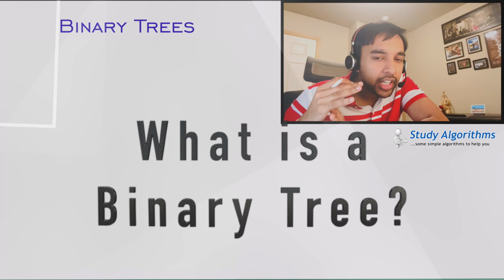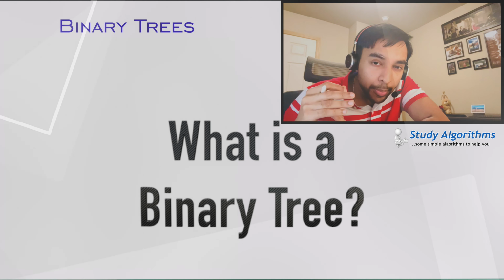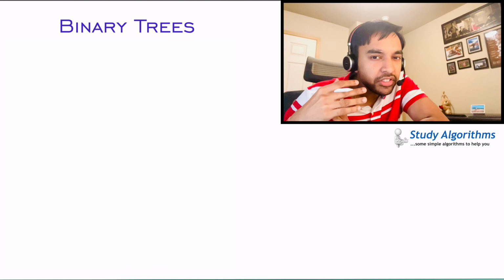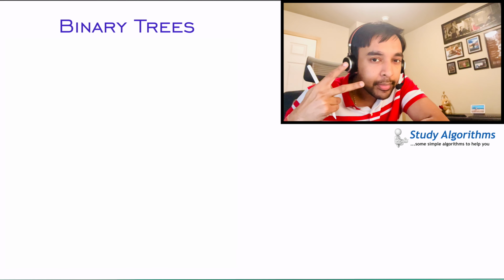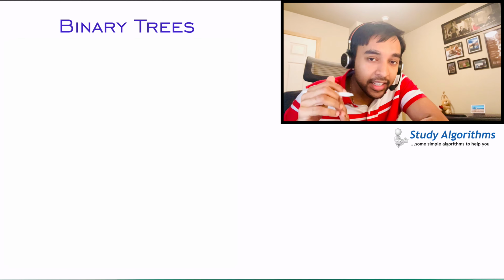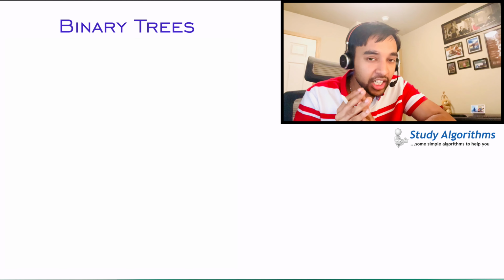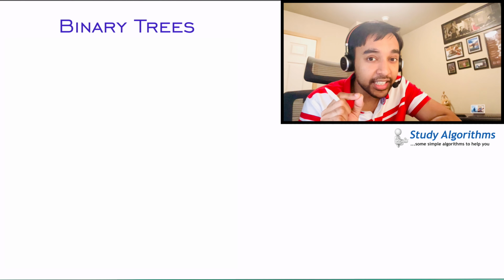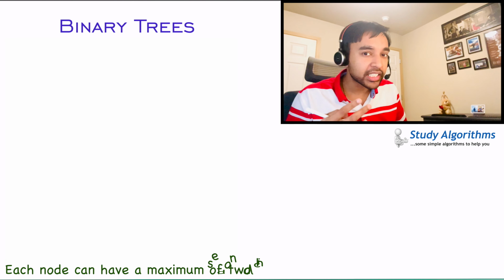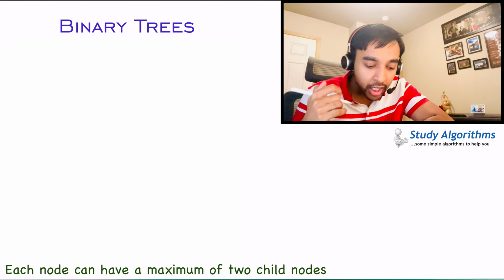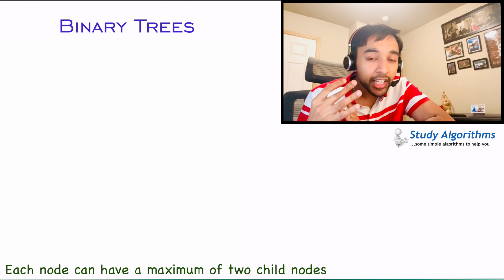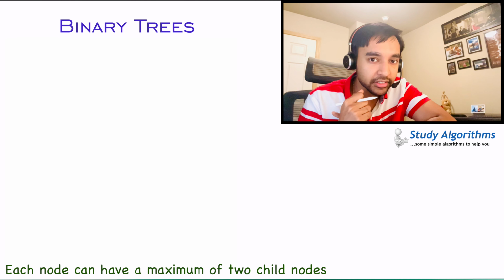Okay, so let us learn about binary trees. But before learning ahead, what does the word binary mean? Binary means two, right? And just as I said a couple of minutes earlier, in a binary tree, the most important thing is that each node can have a maximum of two child nodes. So how does this binary tree look different from a general tree data structure?